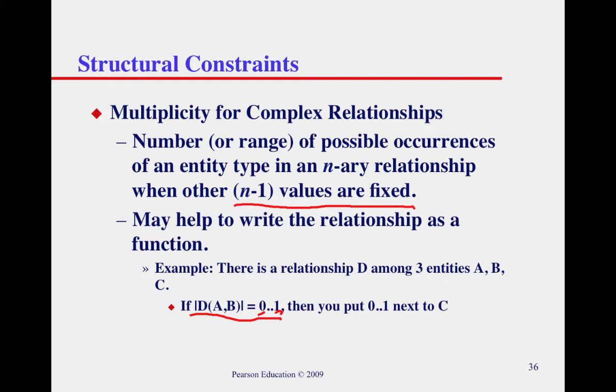So, questions about determining participation rates for ternary and quaternary relationships, or anything above 2? Yes?